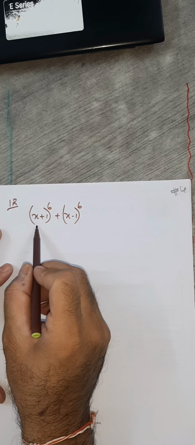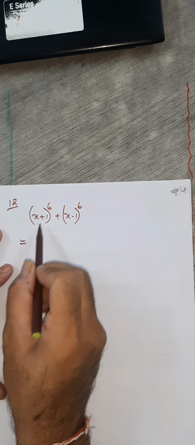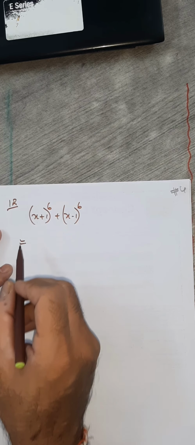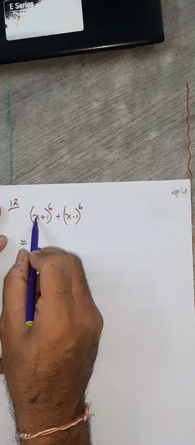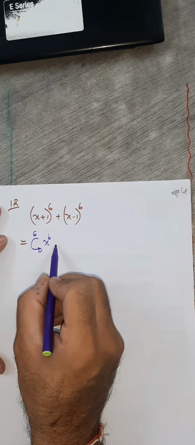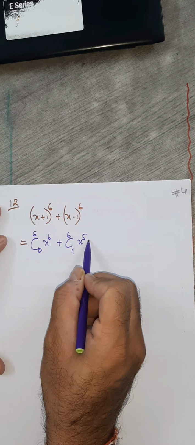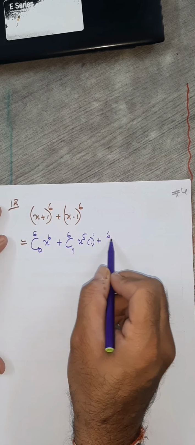Next question, 12th. You are asked to find the value of this expression. So it's like the previous question. We expand this, you will see that a number of terms will get cancelled. So I'm just expanding the first one, binomial theorem, remember. 6c0 x raised to 6, 6c1 x raised to 5 into 1 raised to 1, but that I'm not going to write.